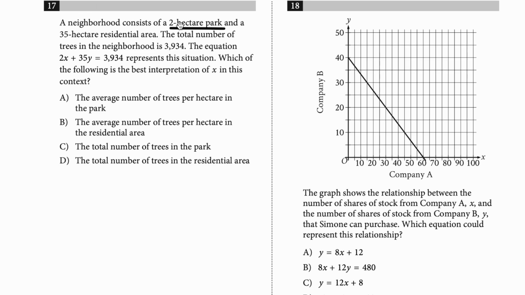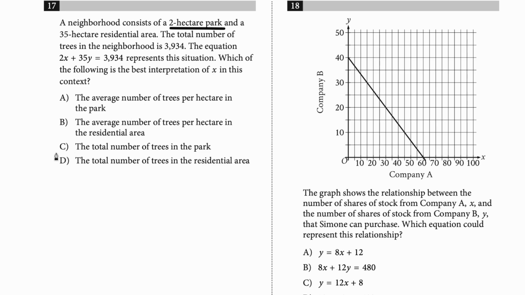A neighborhood consists of a 2-hectare park and a 35-hectare residential area. The total number of trees in the neighborhood is 3934. The equation 2x plus 35y equals 3934 represents the situation. Which of the following is the best interpretation of x in this context?